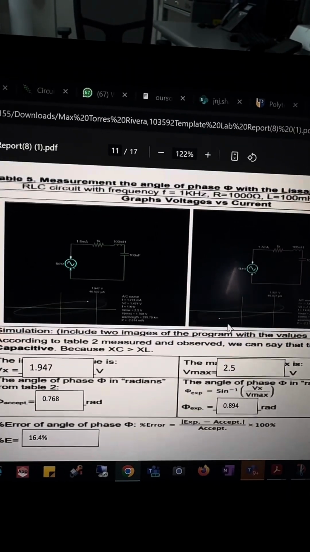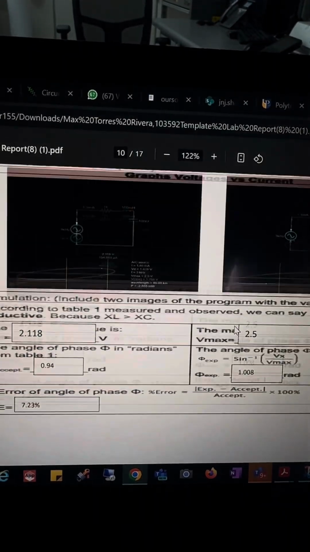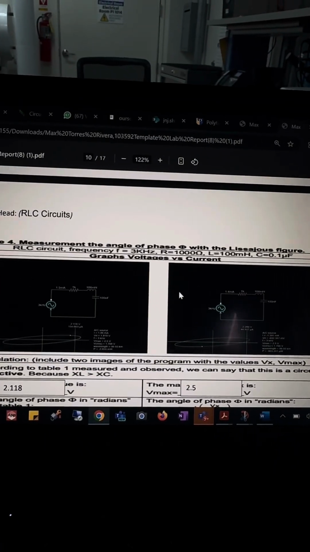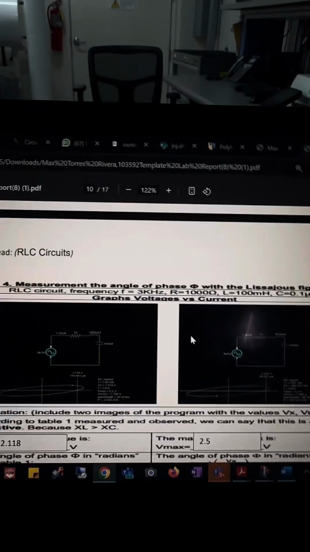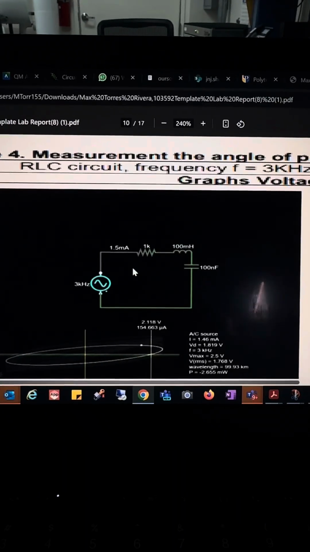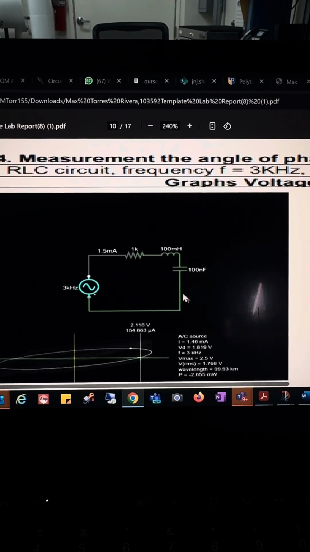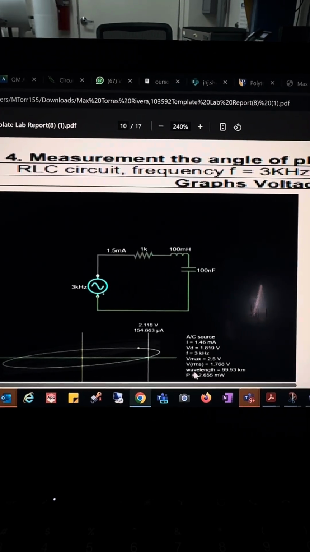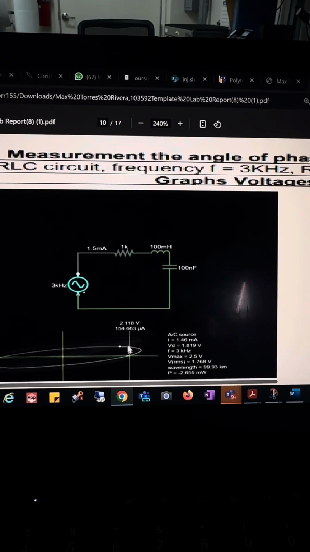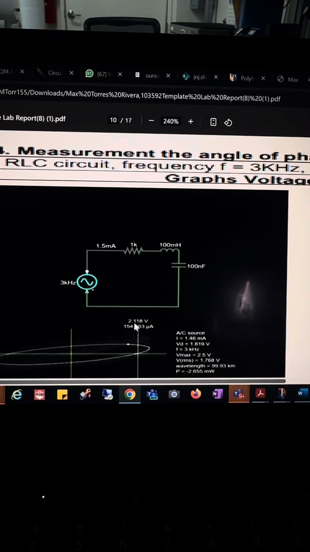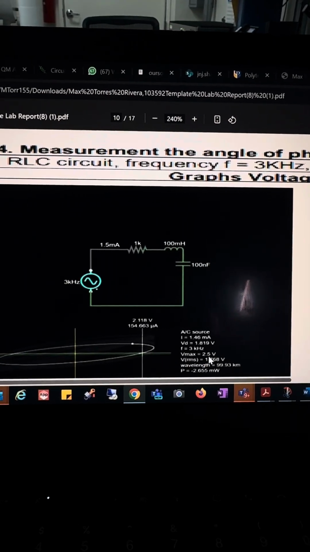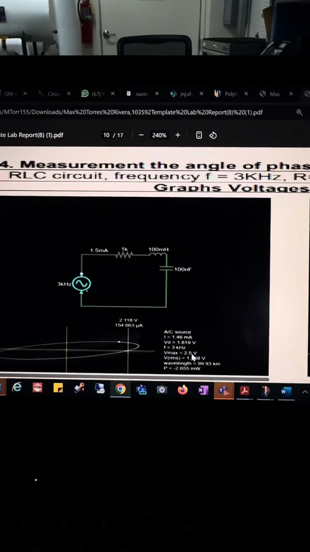So here is for data table 4, it asks you for the 3000 hertz frequency, which I have over here. The AC frequency, 3000 hertz. I stopped the simulation and I took a screenshot of the values. So my VX is going to be here, 2.118 volts. I already have my max voltage, which is 2.5, so those are the 2 values I have to plug in.